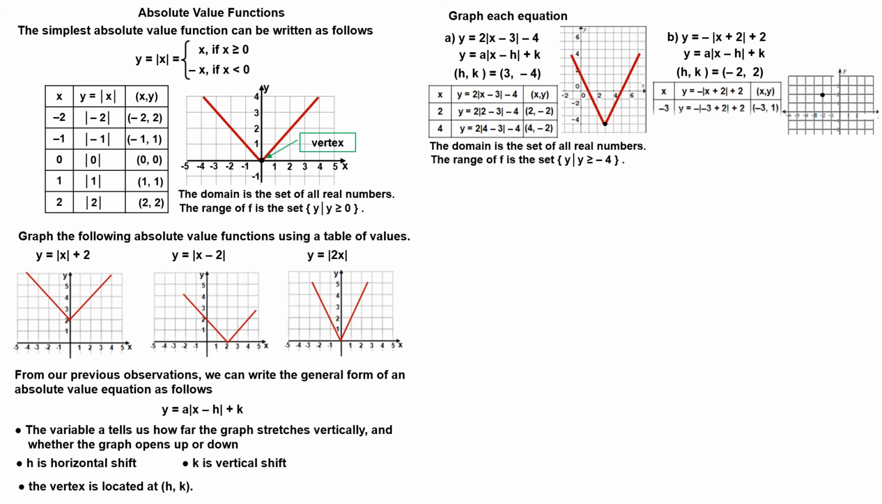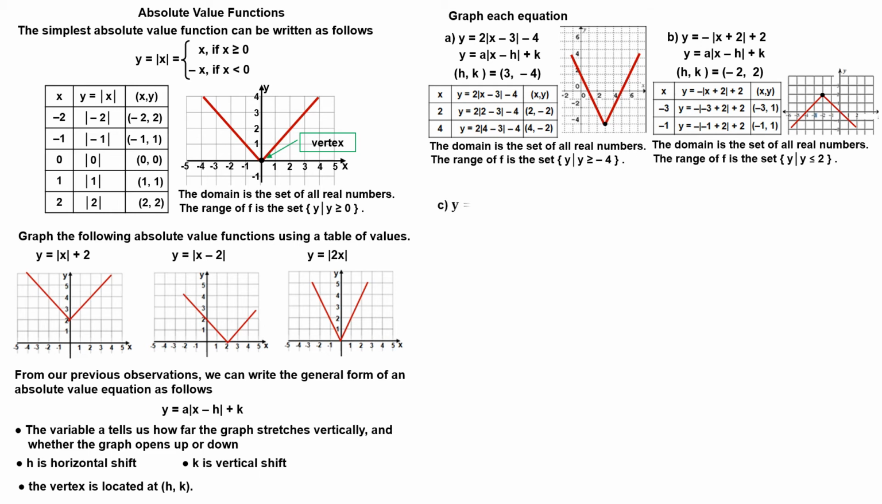Now we take an x value to the left of the vertex and an x value to the right of the vertex to make a table. Let's plot these 2 points and draw the lines. The domain is the set of all real numbers. The range of f is the set of y such that y is less than or equal to 2.